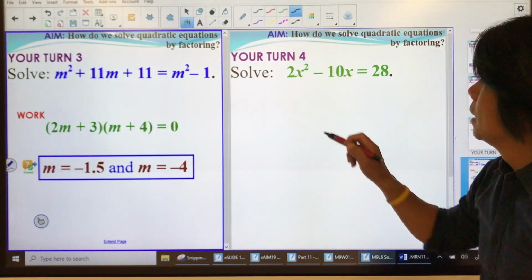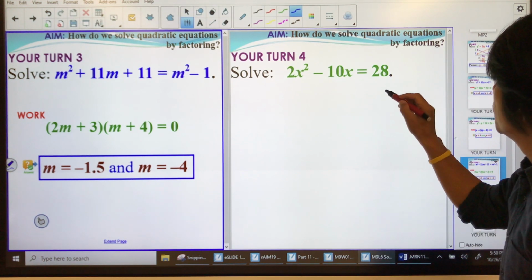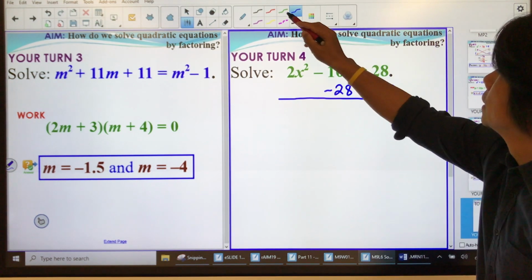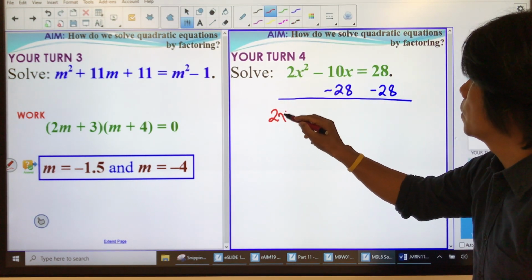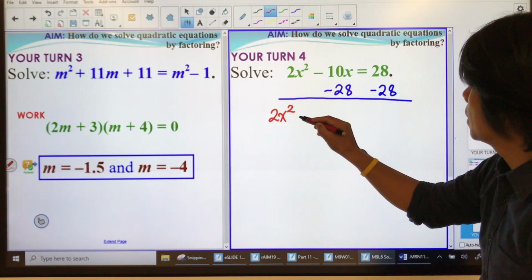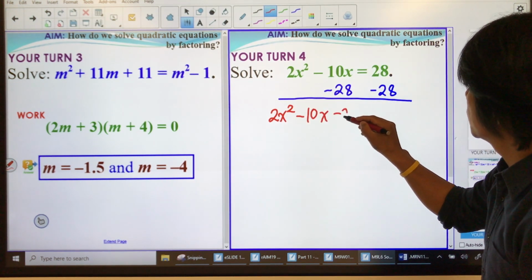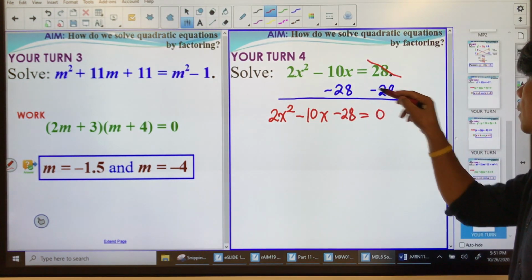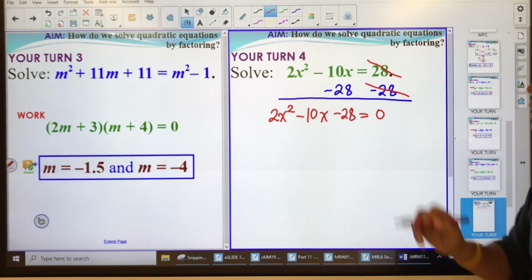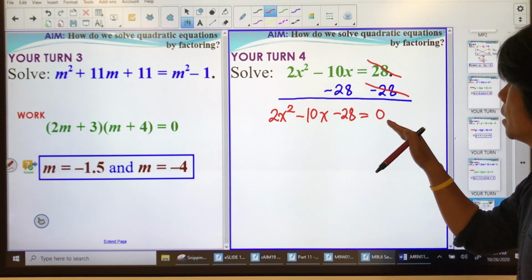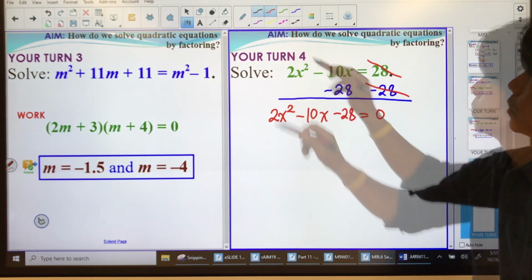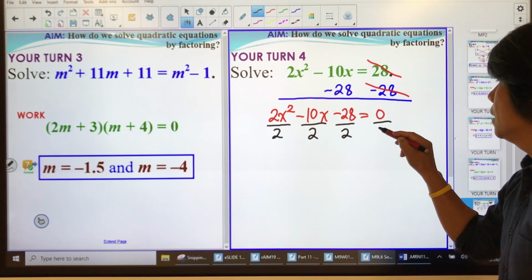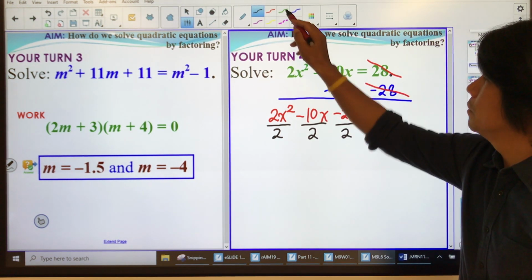Again, step 1, it says it should be in standard form. So we take away 28 from both sides, right? So we bring down 2x squared. Now they are not like terms. I'm going to write down 10x minus 28 equals 0, right? Because this crosses. Now, if you notice, all the terms here are divisible by 2. So what we could do is to divide each of them by 2. Even this, right? That's the principle of equation.